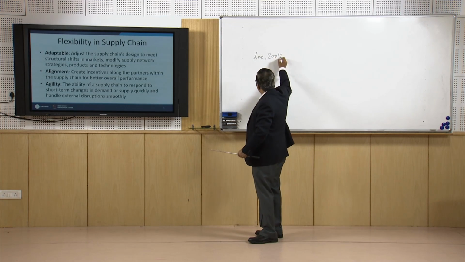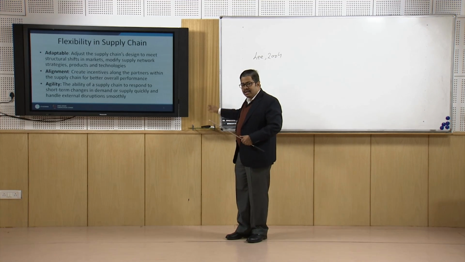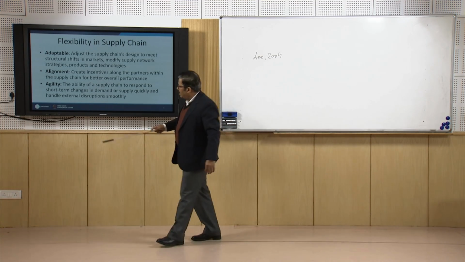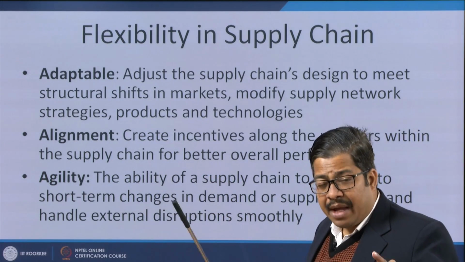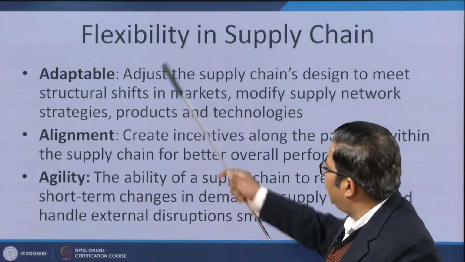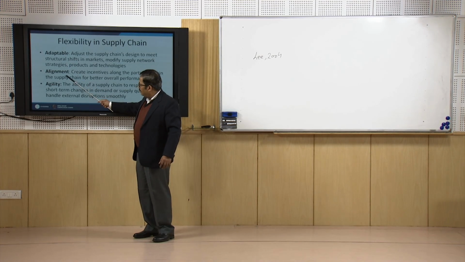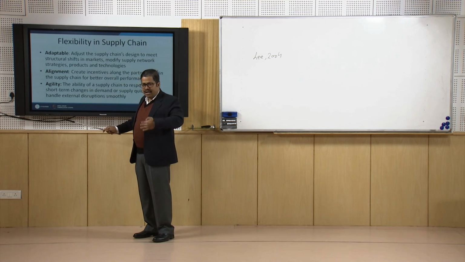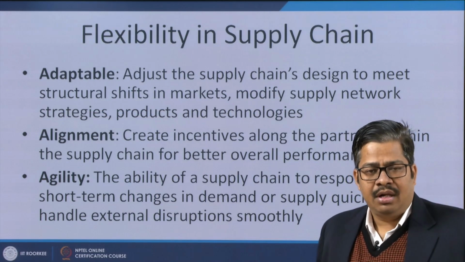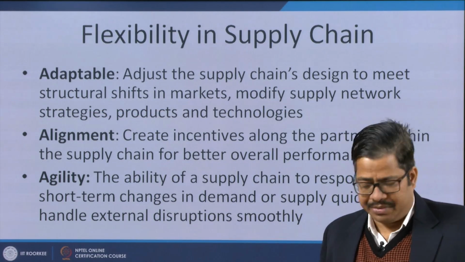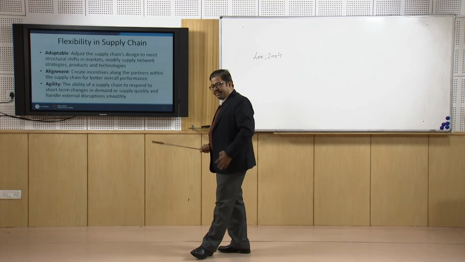Lee published this article in the year 2004, and on the basis of Lee's article, we have these three important dimensions of flexibility in the supply chain. These are: the supply chain should be adaptable, alignment is another important dimension, and agility is the third important dimension for achieving flexibility in the supply chain. Now let us discuss the meaning of these three things one by one.